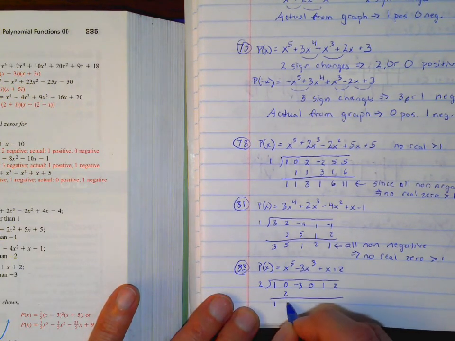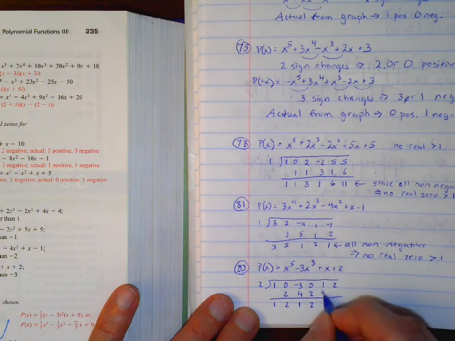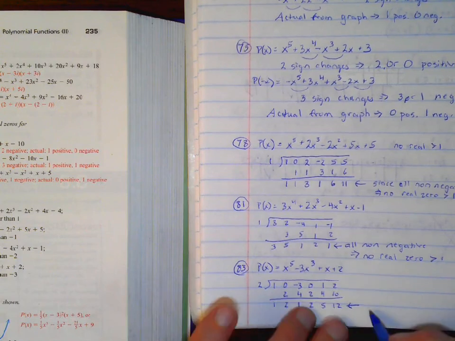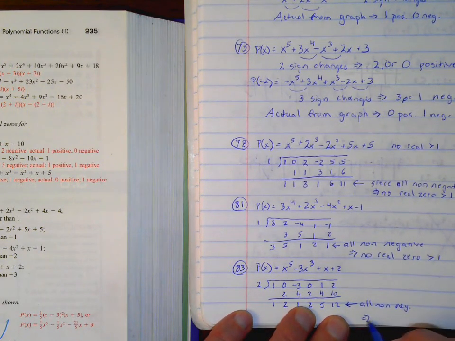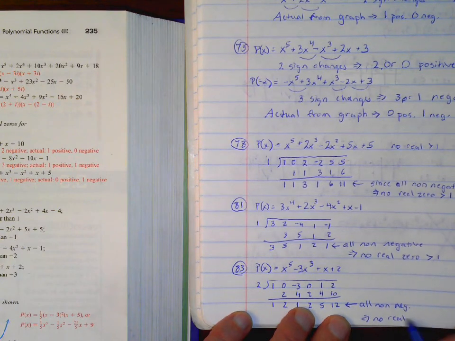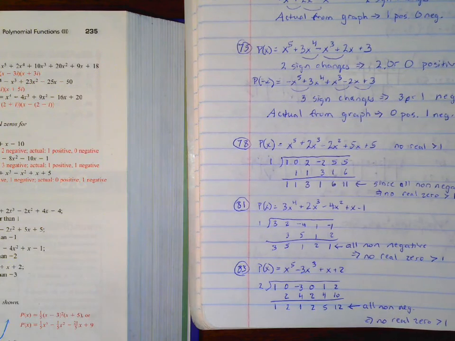2, 4, 2, 5. Okay, once again, all non-negative, therefore no real 0 greater than 2.